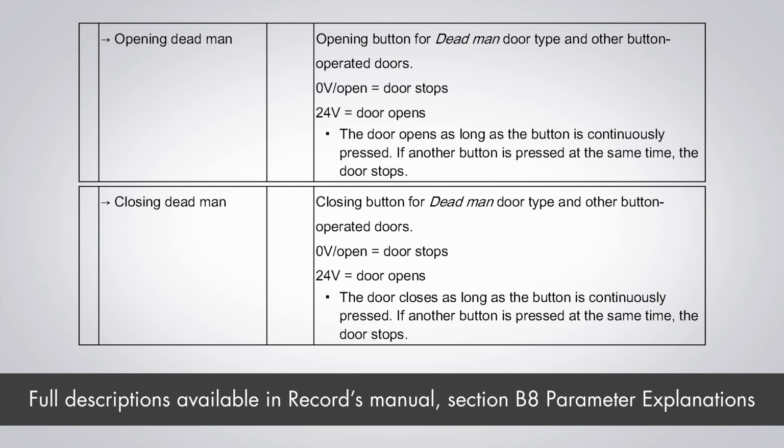You could set it to dead man open and another input to dead man close. So as you press and hold the button, the door will open. Take your finger off, it will stop. You would then press another button for the door to close.